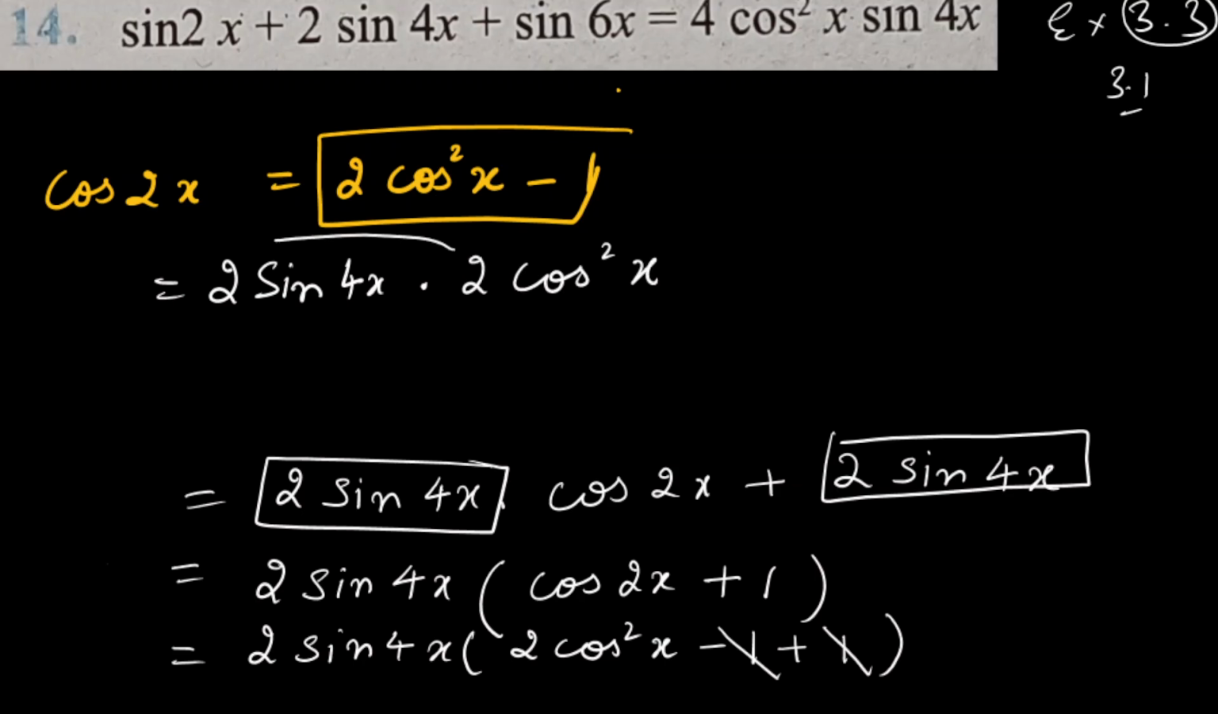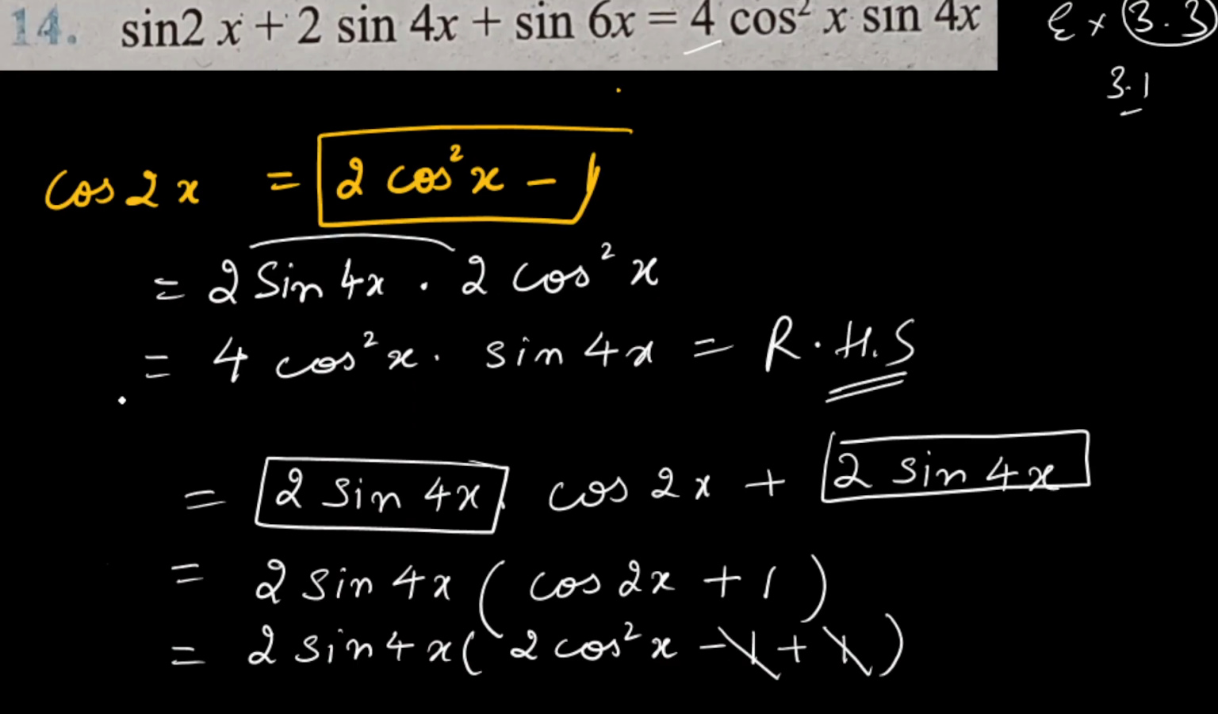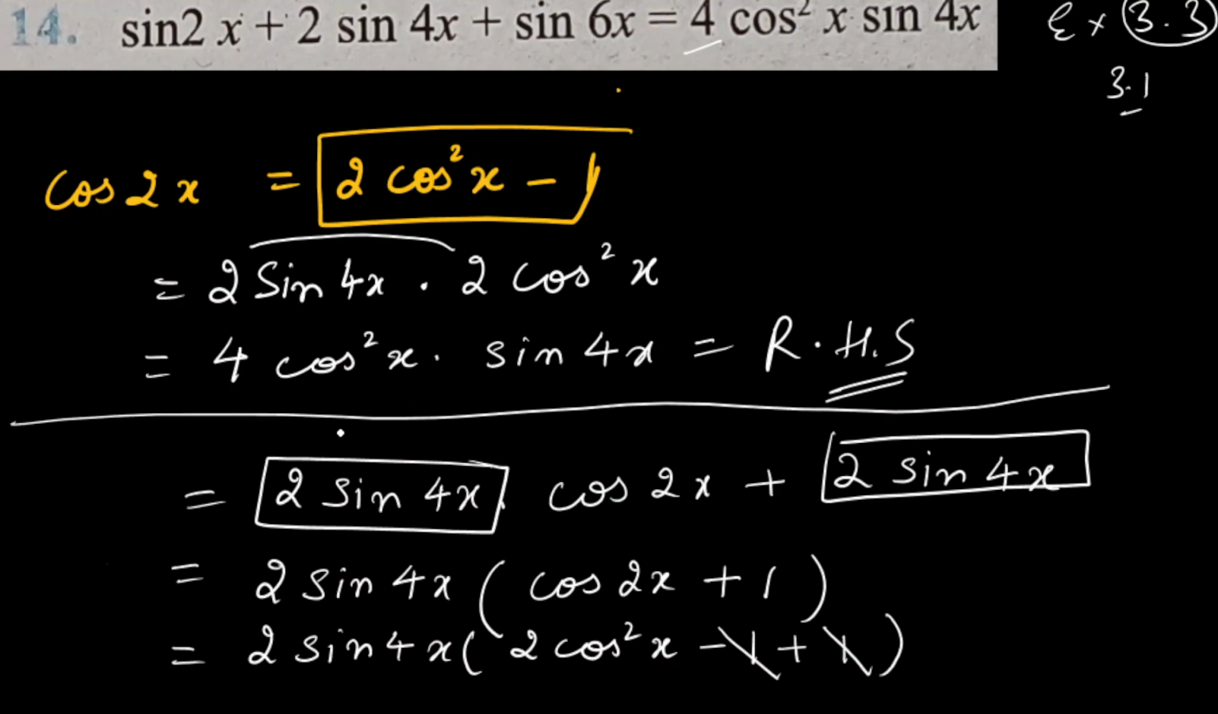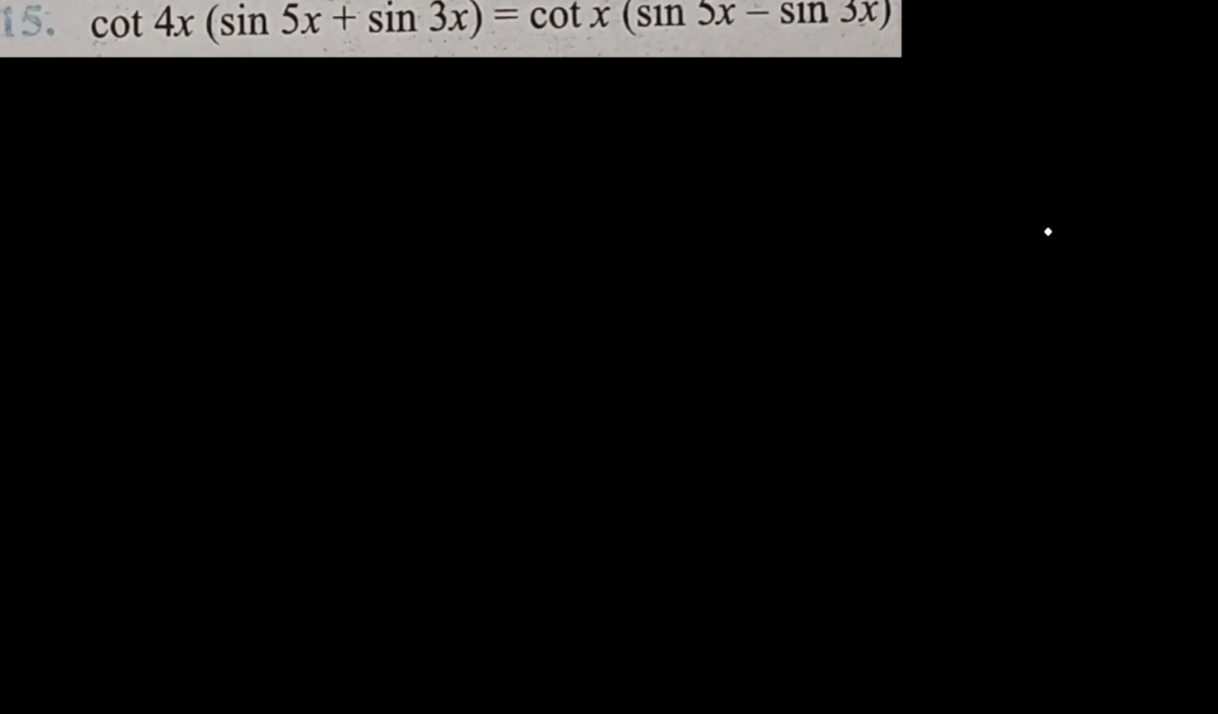So 2 and 2 we can multiply. 2 into 2 is 4. Cos square as it is, I can write into sine 4x. Since multiplication is commutative, I have just written it the way it's given to us at the right hand side, which you can see is present at the right hand side also. So the left hand side we have solved is equal to the right hand side. So question number 14 we have completed. Let's do question number 15.